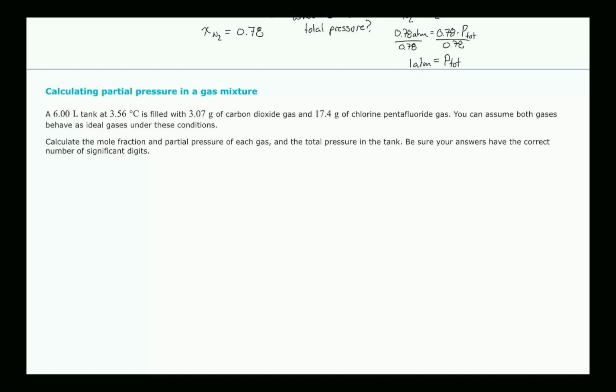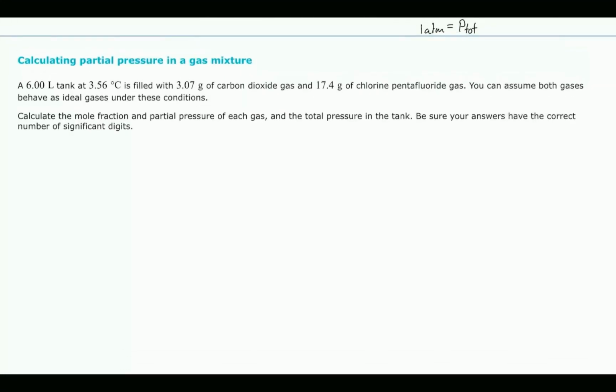Okay, so we can do one of these Heliox problems as an example of how this works. So we have a 6-liter tank at 3.56 degrees C. It's filled with 3.07 grams of carbon dioxide gas, 17.4 grams of chlorine pentafluoride gas. You can assume both gases behave as ideal gases under these conditions, which is important because hopefully we get to that today. So calculate the mole fraction and partial pressure of each gas.